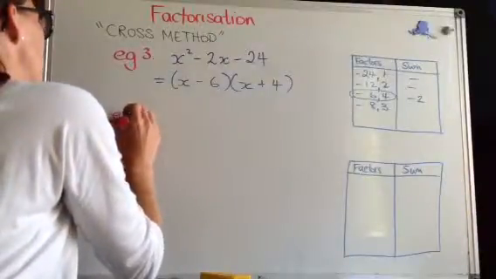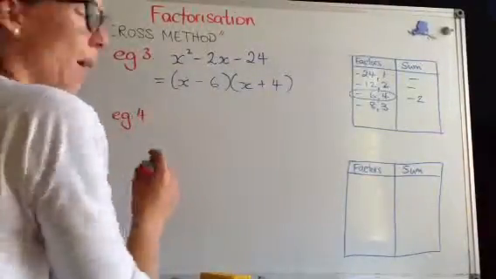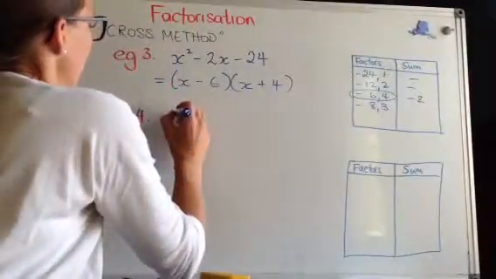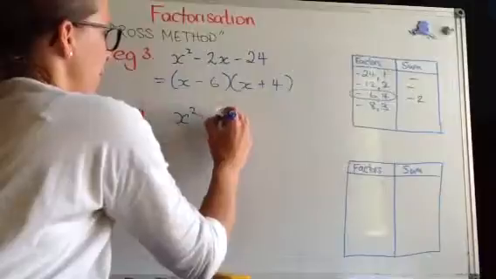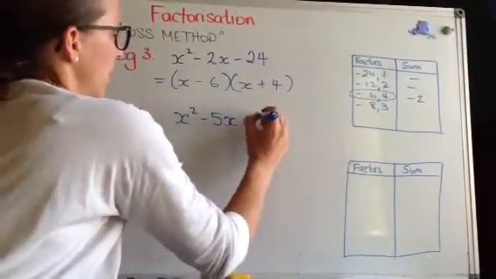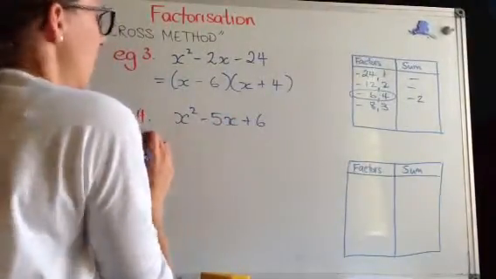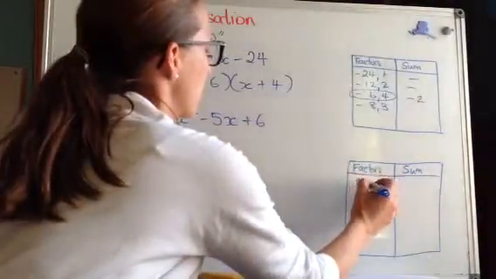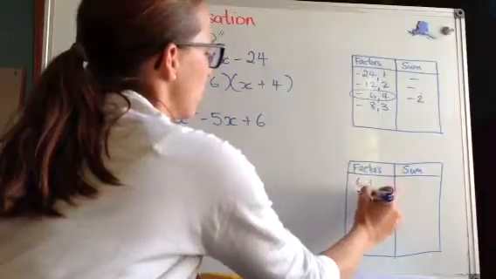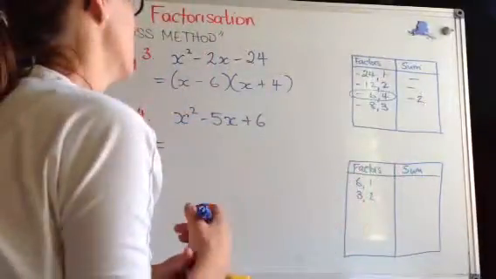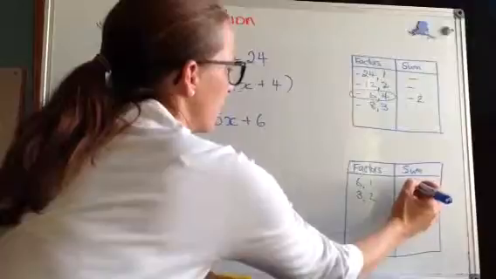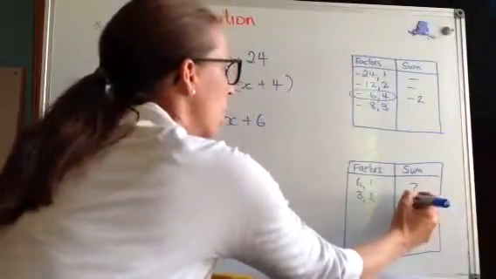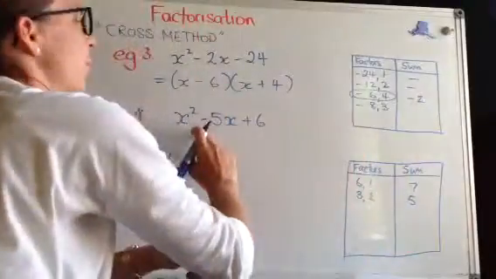Let's have a look at another example, just to make sure that's really figuring out things for you. So we're going to go with x squared take 5x plus 6. All right, I'm going to factorise this. So let's look at the factors of 6. We've got 6 and 1, 3 and 2, 2 and 3, 1 and 6. All right, so 6 plus 1 is 7. That's not negative 5. 3 plus 2 is 5. Oh, but we want negative 5.